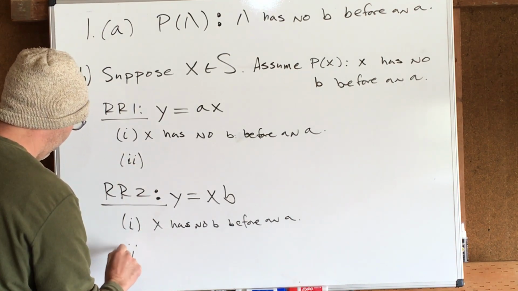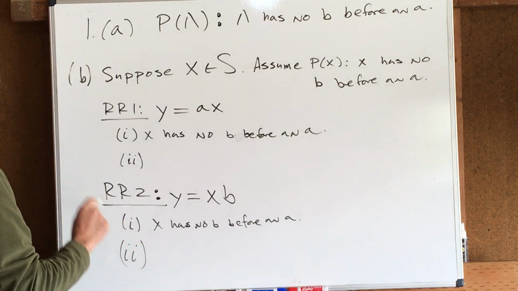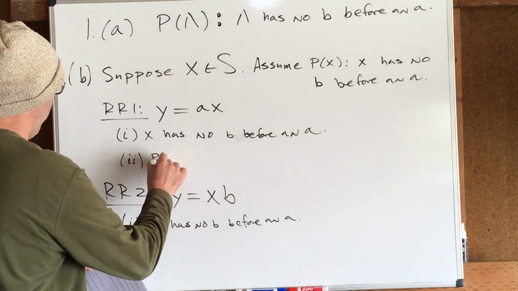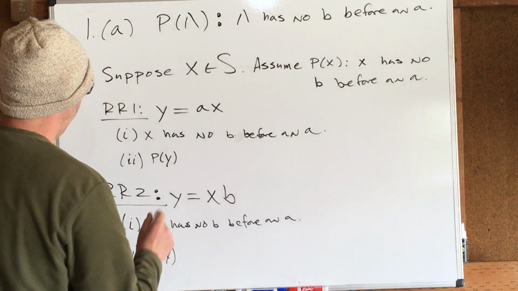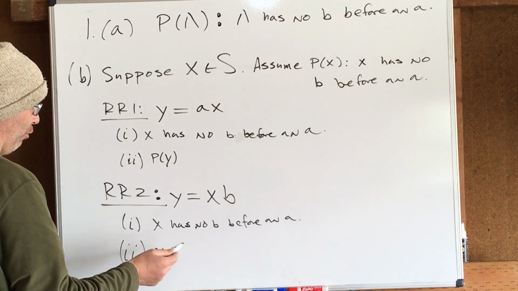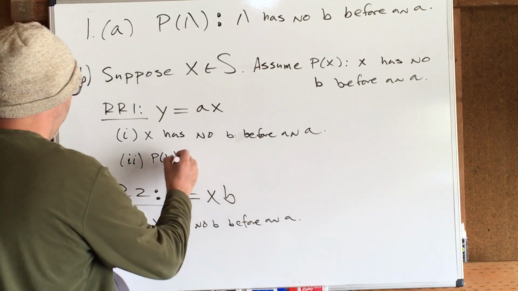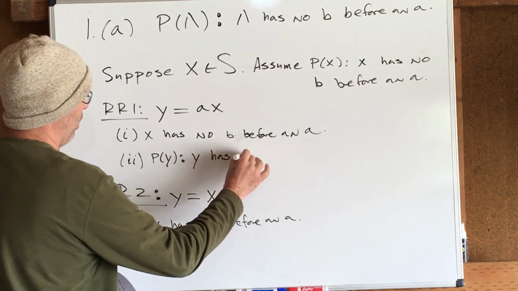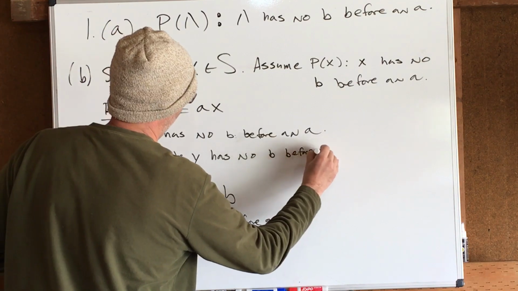And in both of these, you're trying to prove the same thing, but for different cases. You're trying to prove P of Y, where Y looks like this in recursive rule 1, and P of Y where Y looks like that in recursive rule 2. This is that Y has no B before an A.